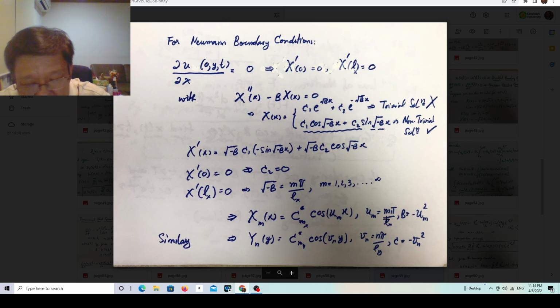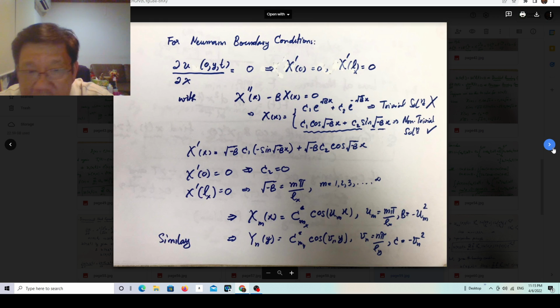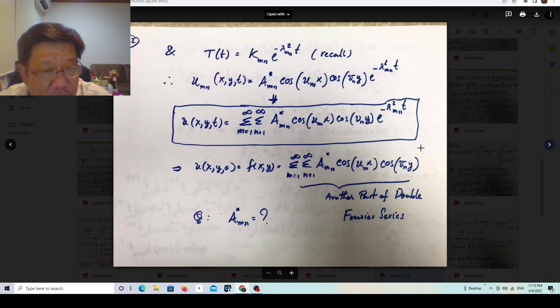We just change the domain x to domain y, and that leads to the results that capital B and capital C need to be equal to minus mu sub m square and minus v sub n square. That minus still holds because this is the square root of minus b, so when you square it, it becomes minus b. Then it is obvious to show you here, minus b equals m square pi square over Lx square. Therefore b needs to be minus mu sub m square, where mu sub m is here, and the same for v sub n over here. And now you can see the trend.